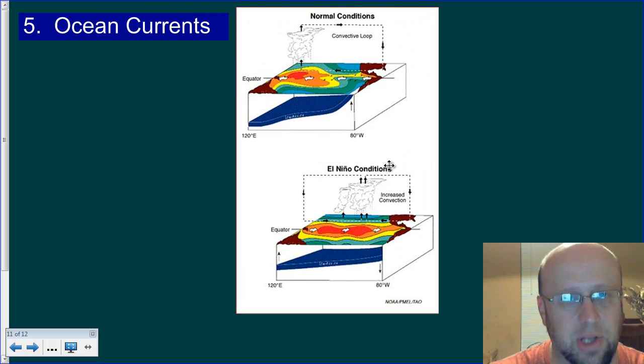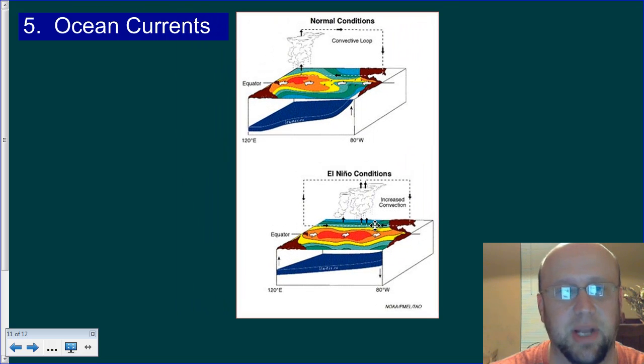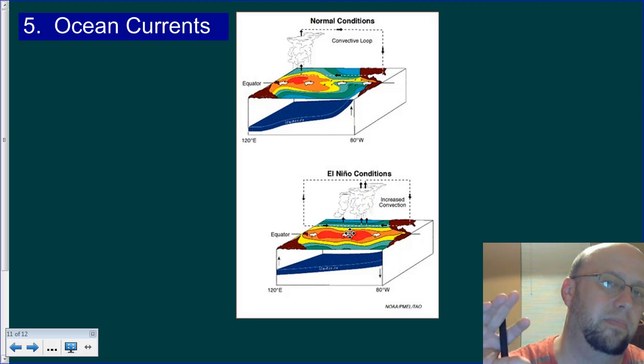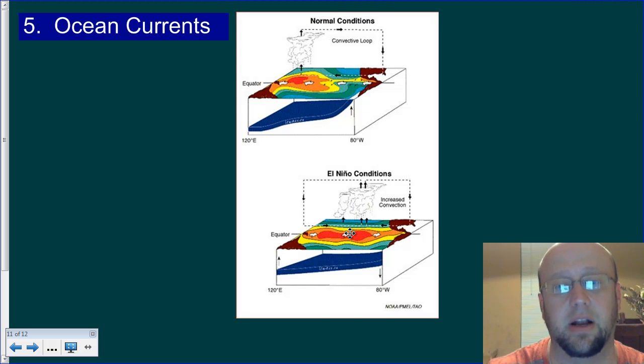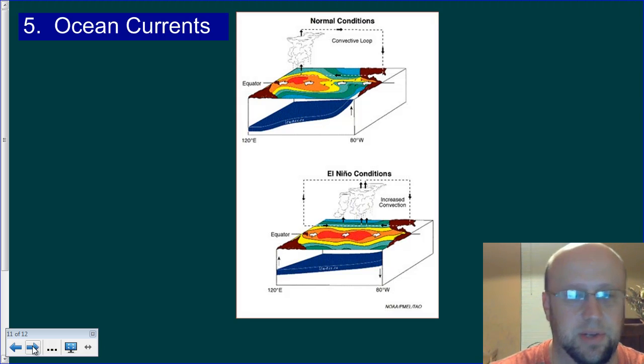We're going to watch a little video on this and talk about this a lot in class, but that El Nino is going to affect and cause some sort of, not really climactic changes, but some weather changes in a given year due to that El Nino condition.